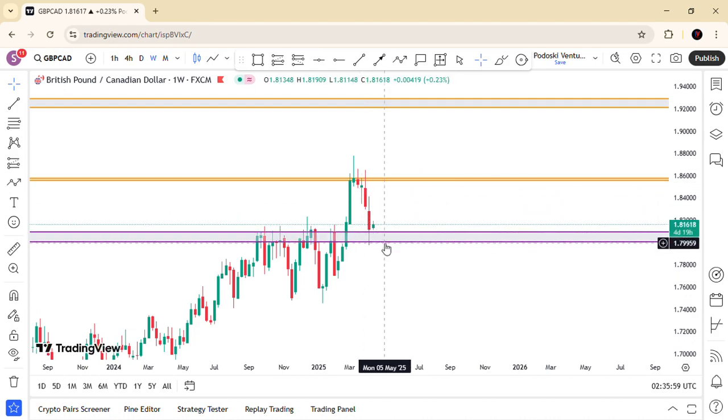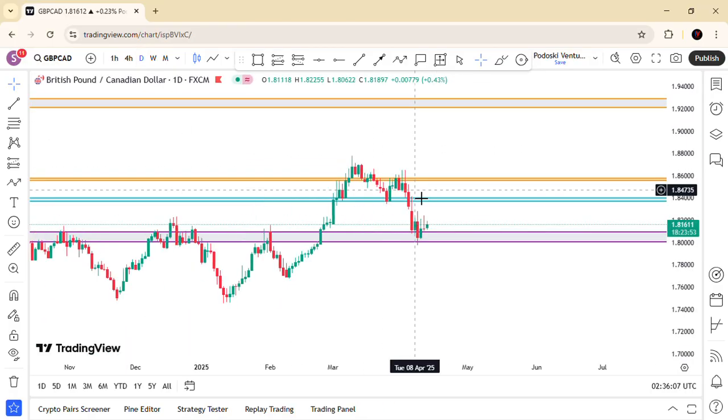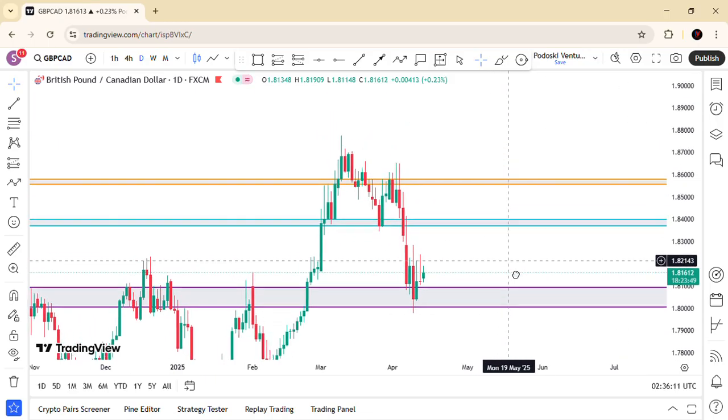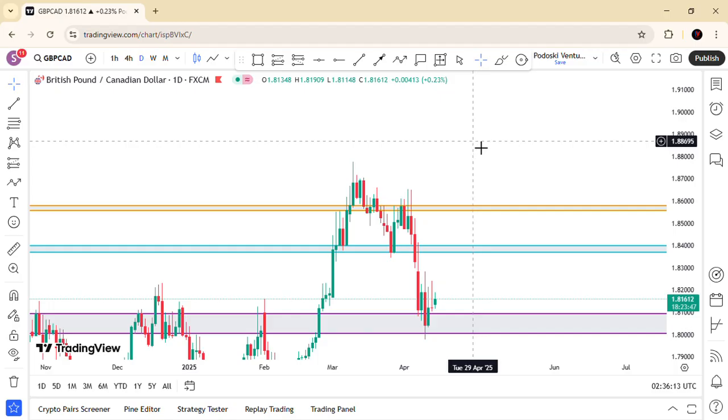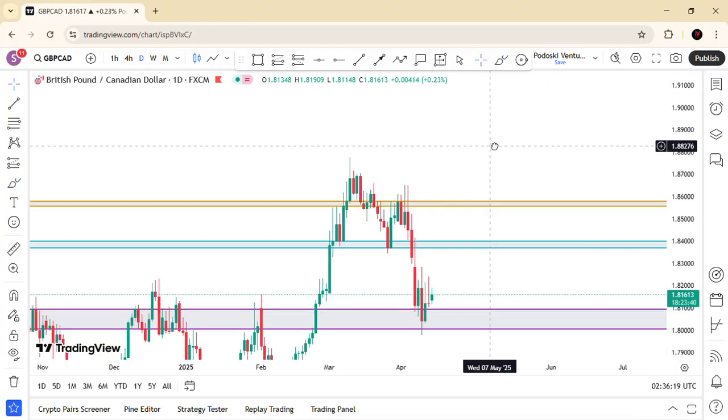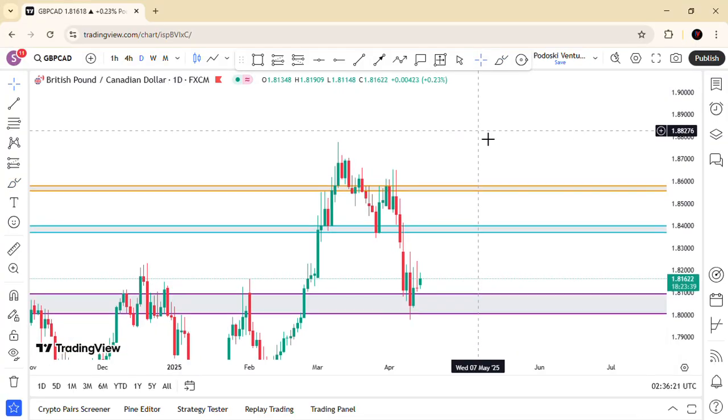On the weekly time frame, we are looking for buying opportunities at this monthly zone all the way up. So let's go to the daily time frame and then to the 4 hour time frame and see how we pick an entry on GBP/CAD. Here on the daily time frame, I have my daily upper zone.